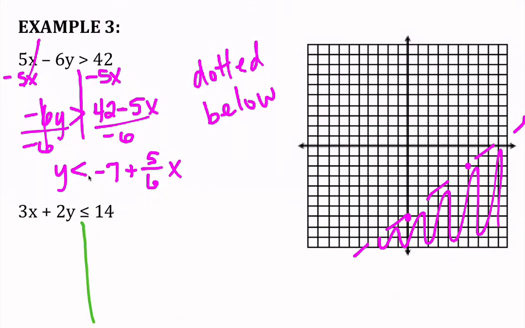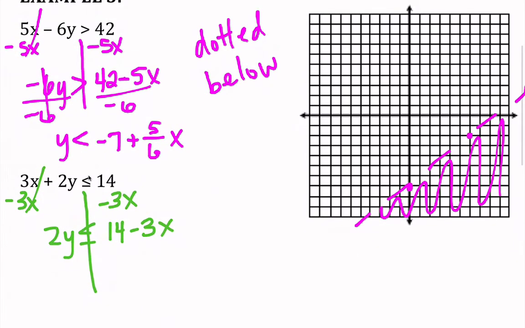I'm going to solve for y by taking away 3x's from both sides. My 2y falls down, my symbol drops, and I'm going to have 14 minus 3x. My next step, to get rid of that 2, I'm going to divide both sides by 2. So my y drops. There's no reason to flip my sign. 14 divided by 2 is 7. Negative 3 divided by 2 is a negative 3 over 2, and my x drops down.